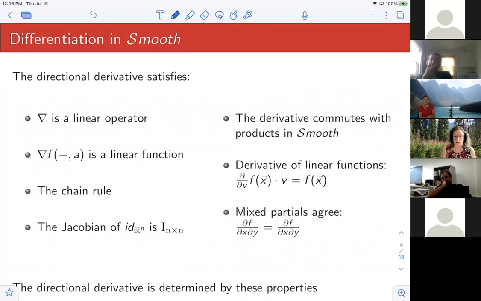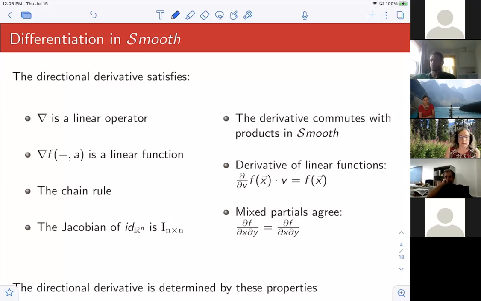That nabla that I just showed you is a linear operator. If I add f and g, then I just differentiate by taking the derivative of each one of them and adding them together. In the direction variable, the v, this is a linear function. There's a chain rule. The Jacobian of the identity function is the identity matrix.